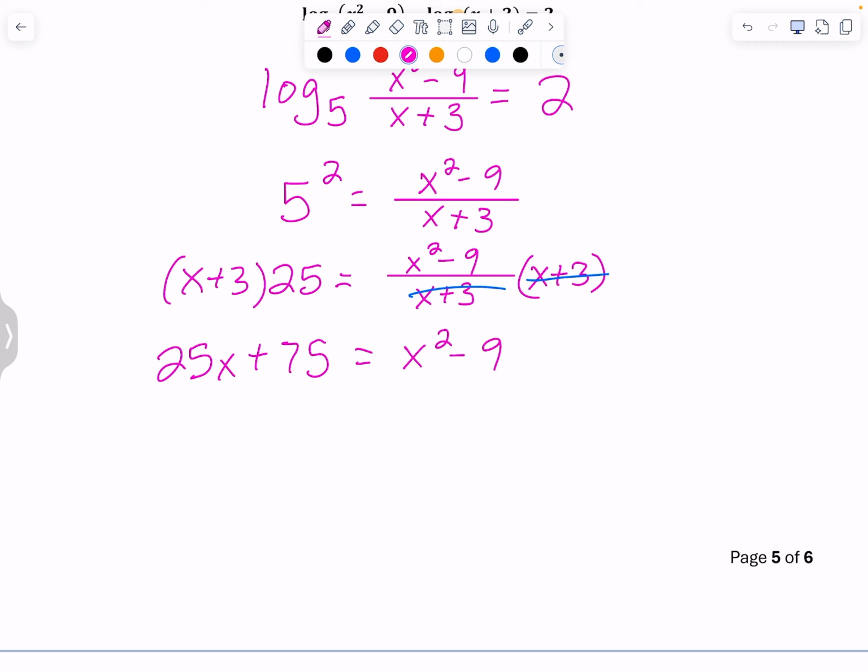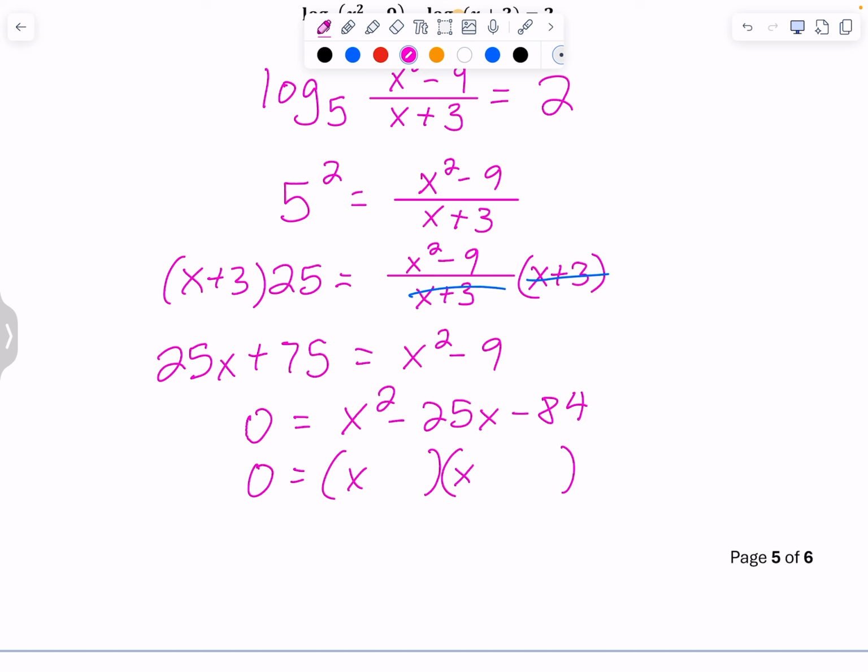Since it's a quadratic, I know to get everything on one side. So 0 equals, sorry for that, x squared minus 25x, and then minus 75 minus 9 is negative 84. This thing factors, believe it or not.